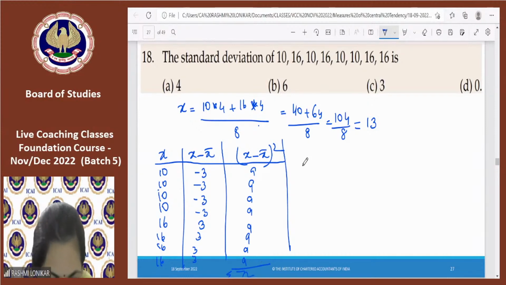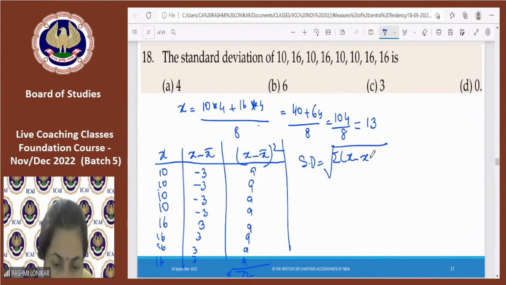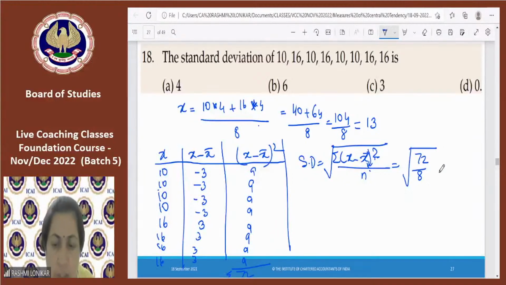So I have standard deviation which is equal to square root of summation x minus x bar, the whole square upon n. How many numbers are there? 8. What is summation x minus x bar squared? This is equal to 72 upon 8 and square root. So how much is 72 upon 8? 9. So this is square root of 9, which is equal to 3. So C will be the correct answer.